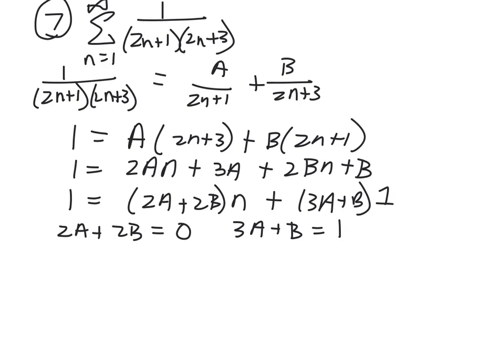which means, well, we can solve this by a couple of different methods. I could do elimination if I wanted to multiply this second equation by negative 2. This would be negative 6a minus 2b equals negative 2, and then take that over here and add it to the first one.